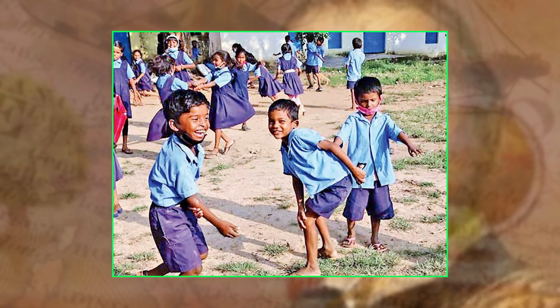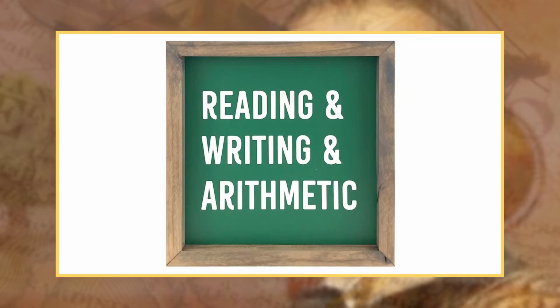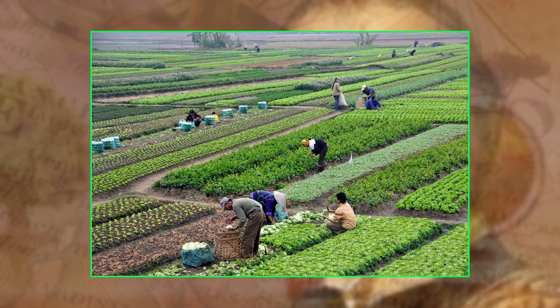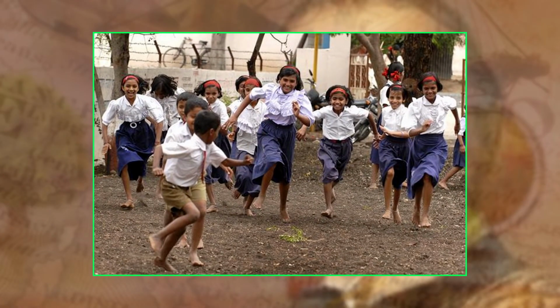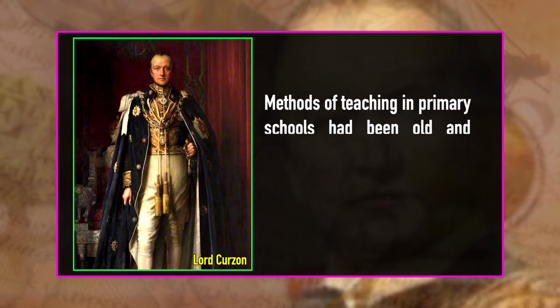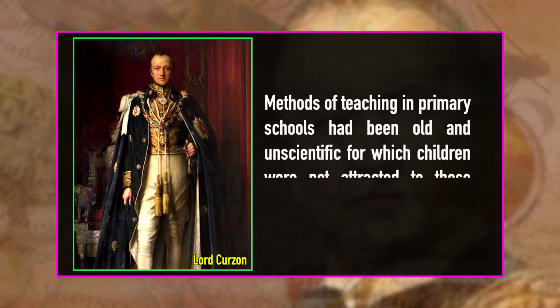Lord Curzon wanted to upgrade the primary school curriculum. Besides teaching the 3 R's, he directed to include agriculture as a subject in the primary school curriculum, as India is a predominantly agricultural country. Physical education was another useful subject introduced in the curriculum. Lord Curzon felt that the primary school curriculum needed to be intimately related to the local environment and therefore suggested that the curriculum of rural and urban schools should be different. Curzon observed that the methods of teaching in primary schools had been old and unscientific, for which children were not attracted to these schools.